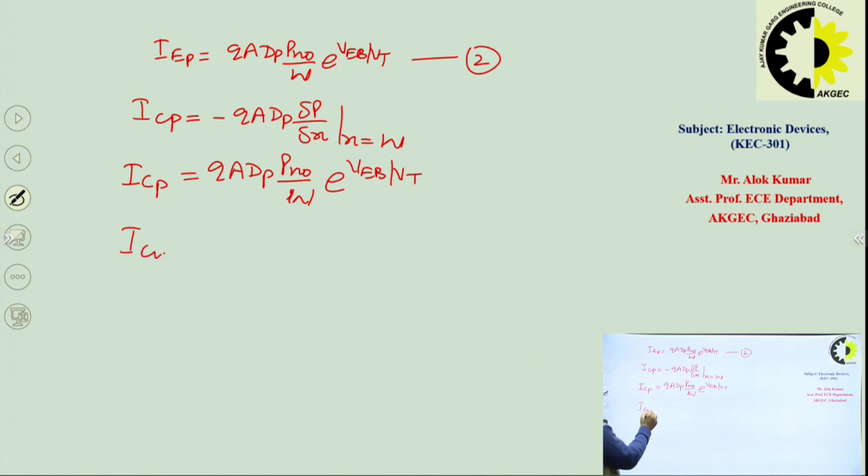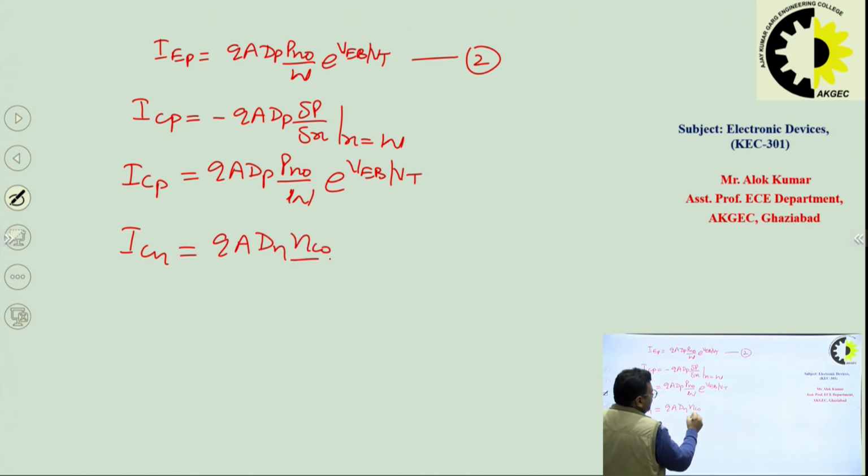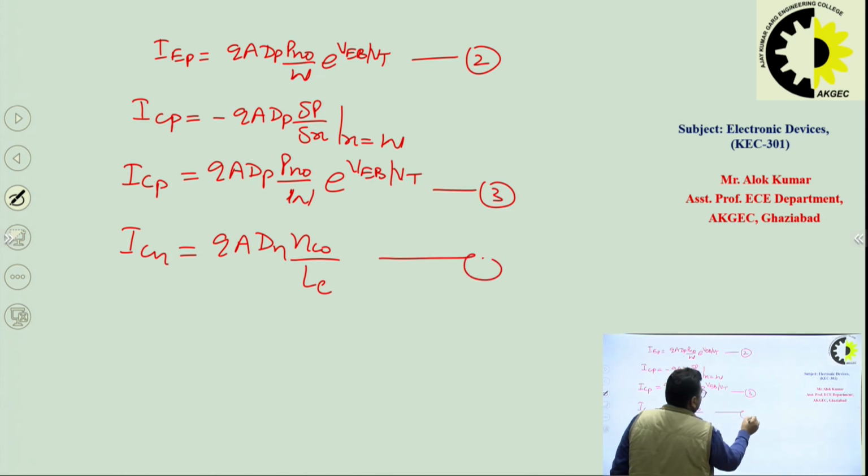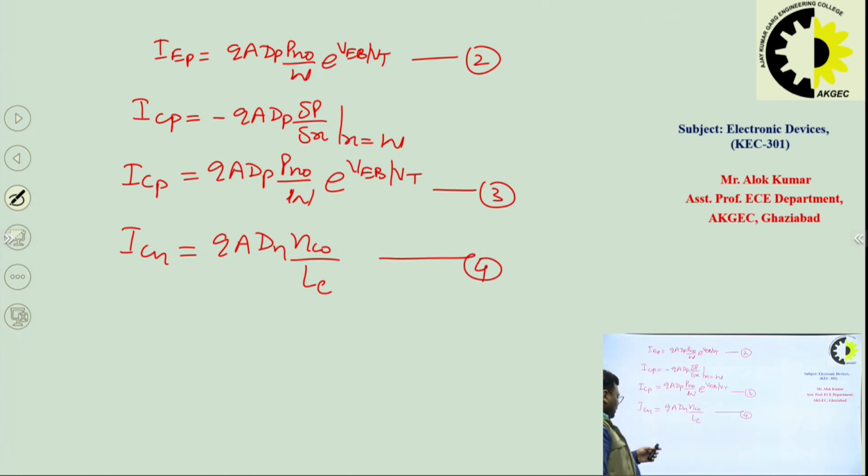And then we can find the value of ICN. It will be q times A times DN times NC0 upon LC. This will be the value of ICN. This is nothing but the saturation current. Okay, so we can say this is equation number 3 and this one is equation number 4. Now what will be the total value of IE? Total value of IE will be IEN plus IEP.